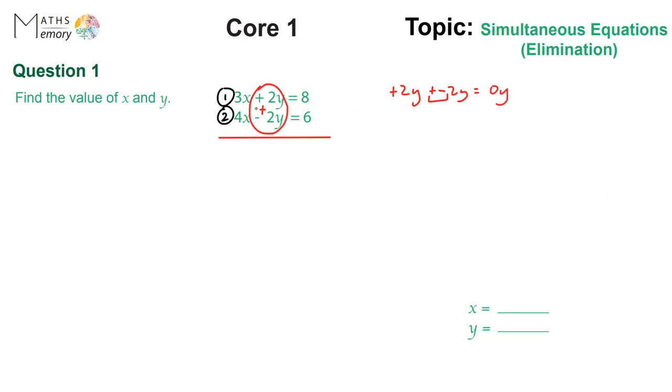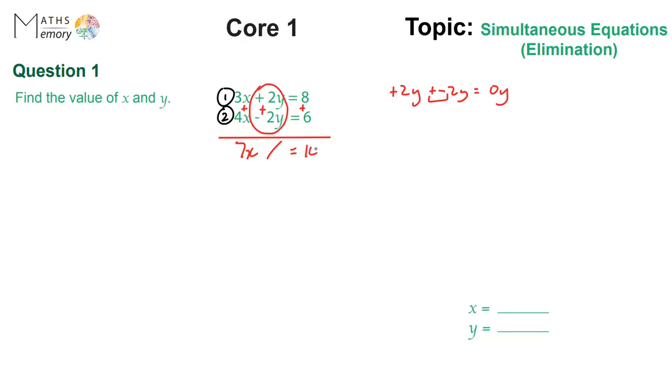Any sign that's different, by the way, a sign change over here, is going to be a plus. So this is plus, and this is plus as well. Let's add all the three columns respectively. 3x plus 4x is going to give us 7x. And 2y plus minus 2y will give us 0y.